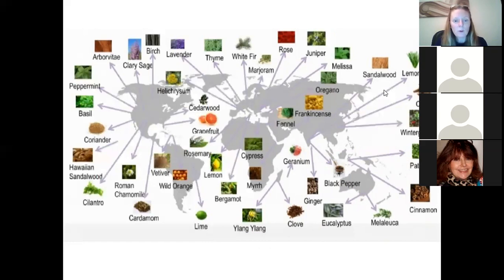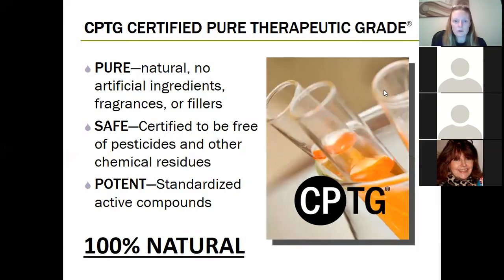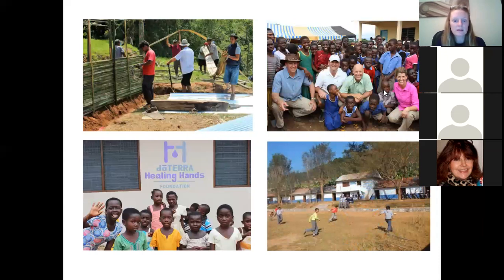So what doTERRA do is they don't have rows and rows of greenhouses or rows of factories producing the plants to make the oils. They want their plants to be grown where you would naturally find them. And so they have a couple of foundations that they use. One of them is Healing Hands and the other is Co-Impact Sourcing. And these are two amazing foundations.